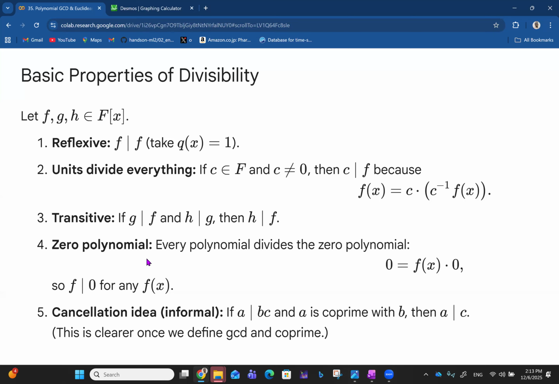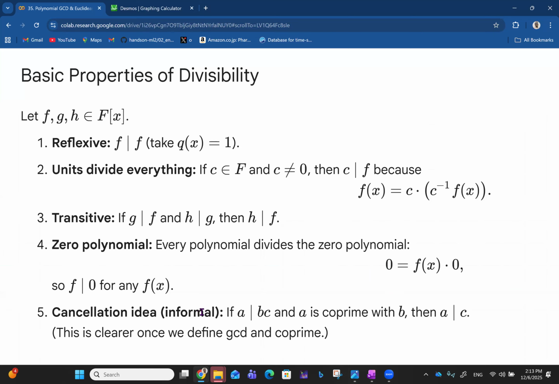Then we have the zero polynomial. Every polynomial divides the zero polynomial. So for instance, 0 is always equal to f of x times 0, so f divides 0 for any x, right? The zero polynomial is always divisible by every other polynomial, because the answer will always be 0. That means you have 0 over f of x, and that's only 0. That's all we are saying there.